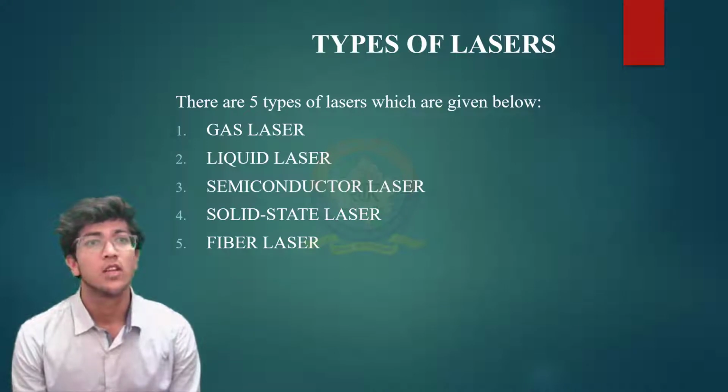Types of lasers. There are 5 types of lasers. The first one is gas laser. A gas laser is a laser in which an electric current is discharged through a gas to produce coherent light. The second one is liquid laser.